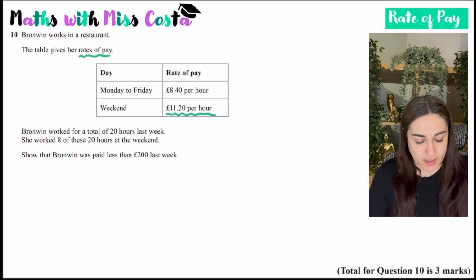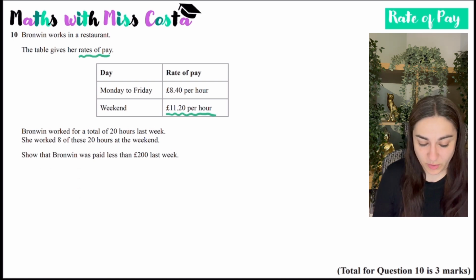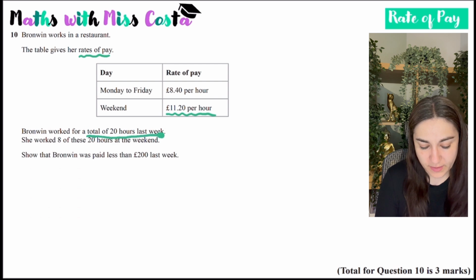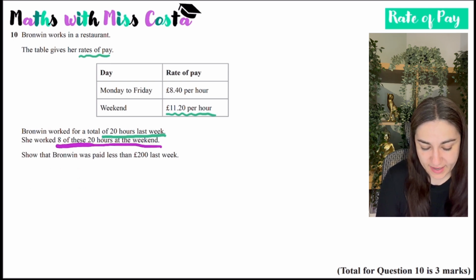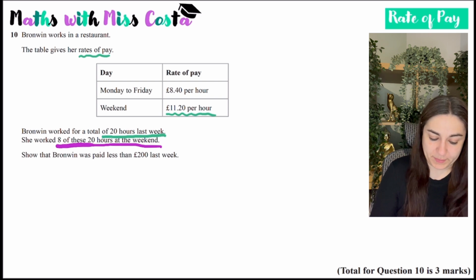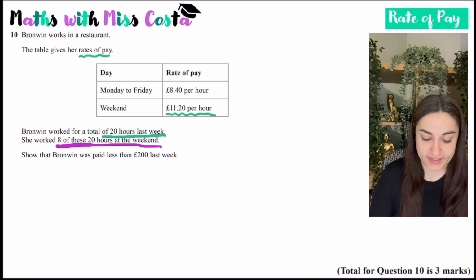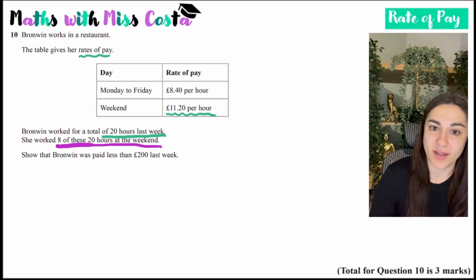So it's very important that we are very careful with interpreting this question. I'm told that Bronwyn worked for a total of 20 hours last week. So in total, she's worked 20 hours, and she worked 8 of these 20 hours at the weekend. Show that Bronwyn was paid less than £200 last week. So once again, it's a show that question. So I need to show each step of my working.